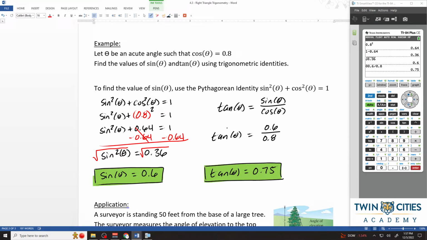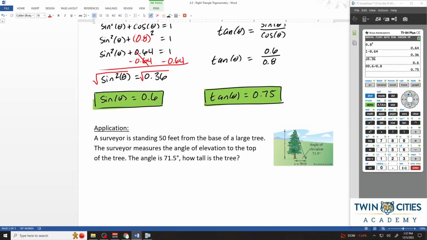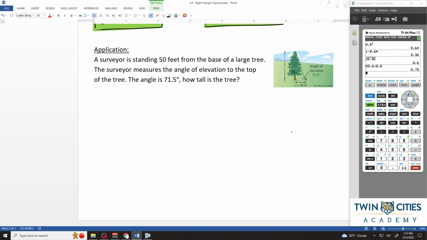All right, lastly, here's an application that can actually be used in the real world. Let's say we have someone surveying the forest. A surveyor is standing 50 feet from the base of a large tree. Now, this tree might be too tall for them to measure in some conventional means, meaning they don't have a rope that goes up that high, or maybe it's too dangerous for them to get up to the top of the tree to measure it, something like that. So what we're going to use is some angle of elevation instead.